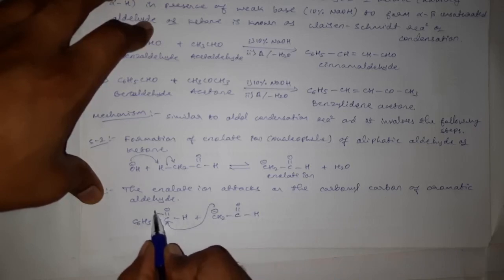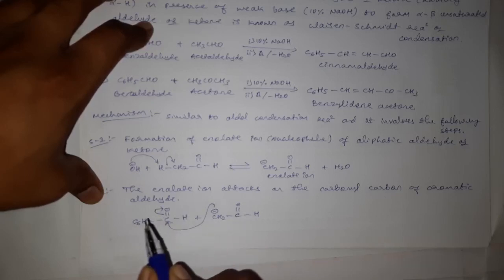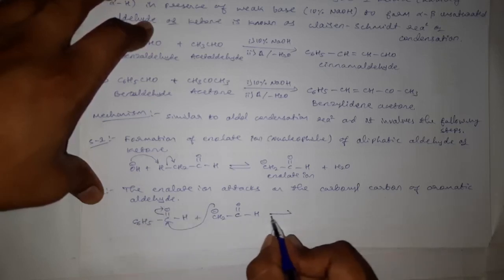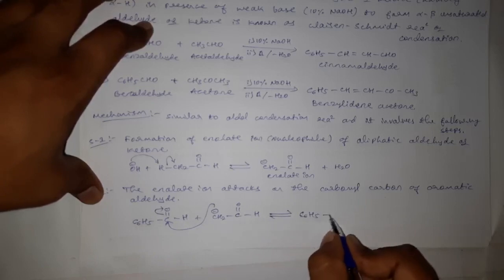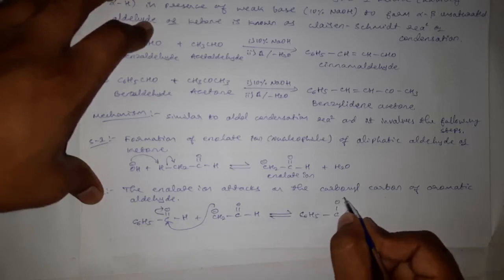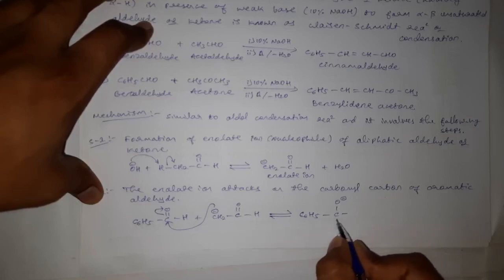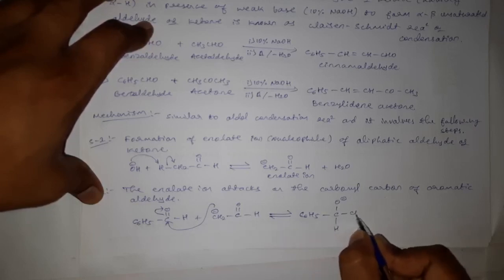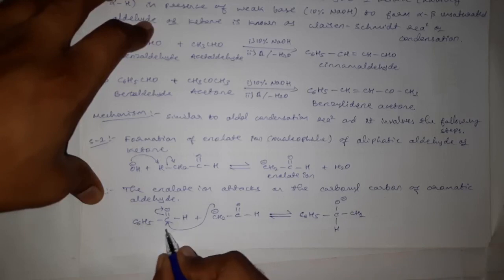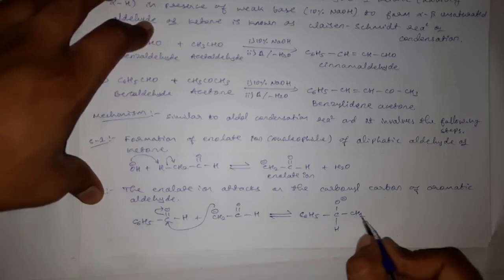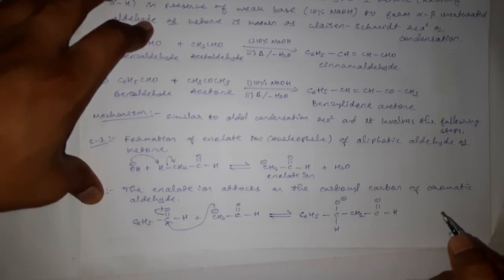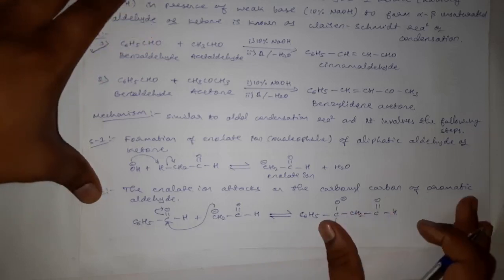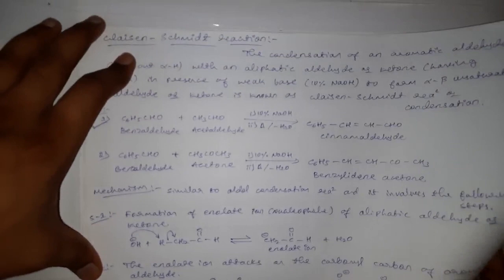this pi bond electrons will now move towards oxygen, and hence here the oxygen will get a negative charge: C6H5, C single bond O minus, H, CH2, C double bond OH. Correct? This is the second step of the reaction mechanism.